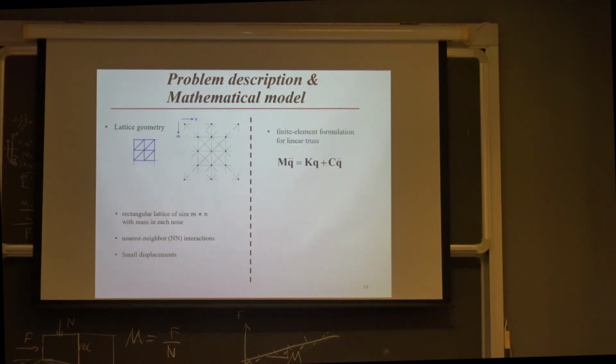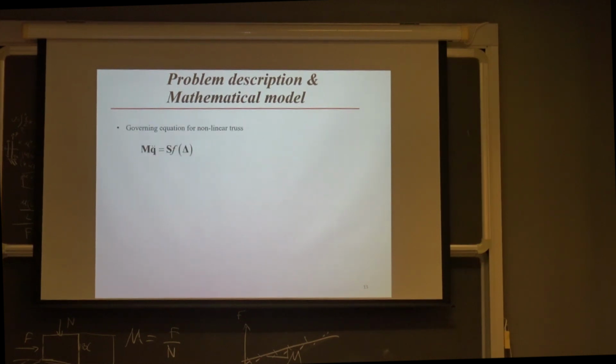So let's talk about the formulation. This is the finite element formulation for a linear truss. Q is the displacement of the nodes, M is the mass matrix, K is the stiffness matrix, and so on. We neglect dissipation in our case. This is one of the impact analyses that we are going to do next.